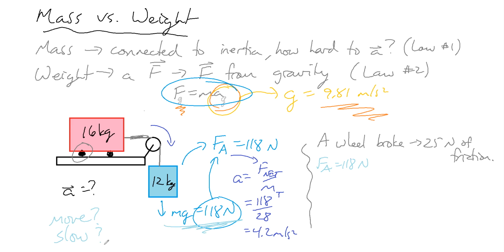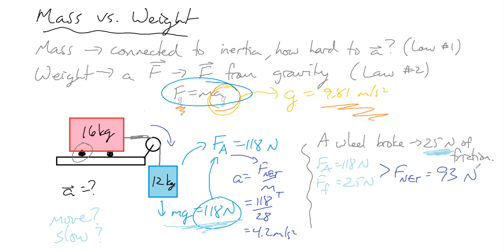That hasn't changed. Is there anything trying to slow it down? Before, there was nothing trying to slow it down. This time there is. I've got 25 newtons of friction slowing it down, so my force of friction, F_f, is 25 newtons. If I've got 118 trying to move it, and friction is 25 slowing it down, I'm going to subtract them, and that will be my net force. So my net force would then be the difference between the two, which would be 93 newtons.